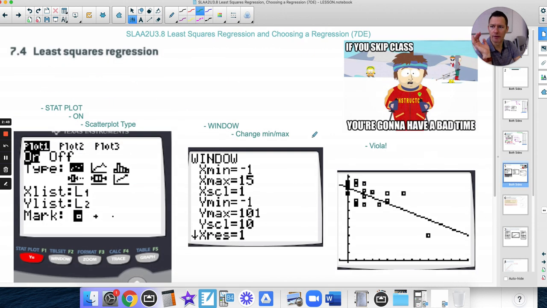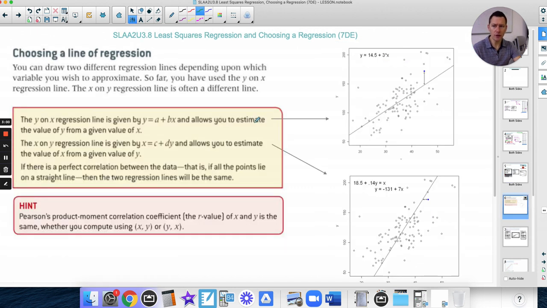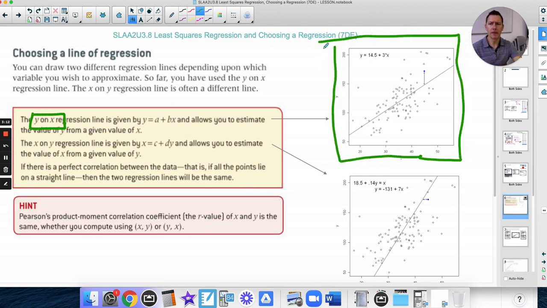If you haven't done this before, maybe turn on your scatter plot and we'll plot some data. I want you to be able to make a line and see your data scattered on there. So this is the heart of this piece today, is the idea of a y on x regression. This one versus an x on y.